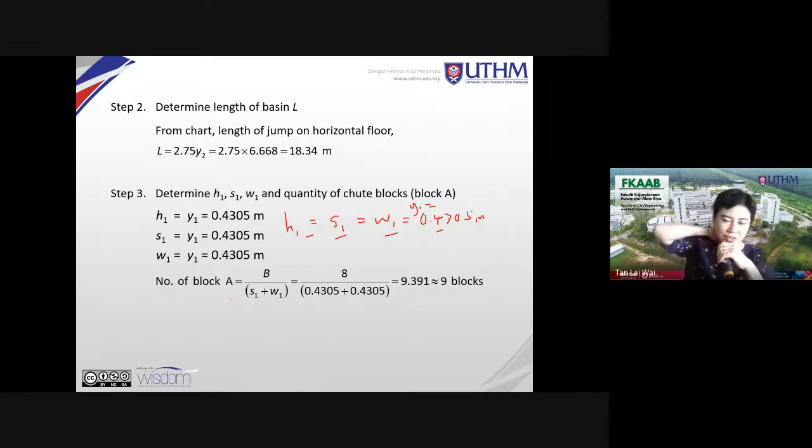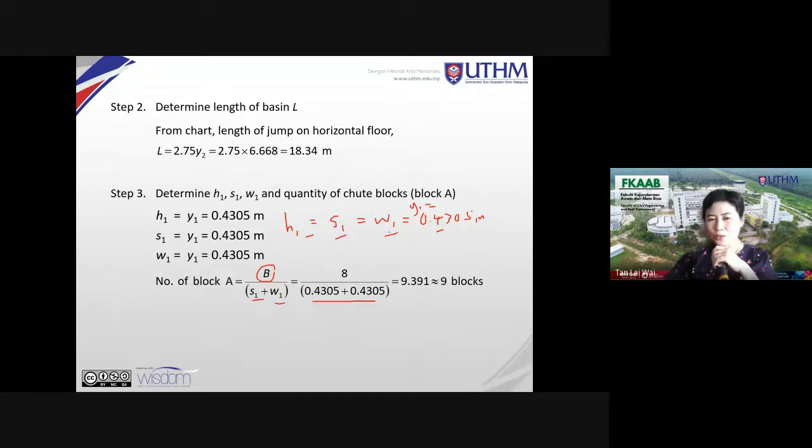And then you need to determine how many blocks. You need to tell the contractor how many blocks they need to put. So the number of blocks is the width of the channel, which is 8 meter, divided by the space plus the width of block A. Okay, so you have that. Coincidentally, the formula is given where S is equal to W. You can also give 2 times this 0.4305, it doesn't matter. So you get 9.391. So you can put 9 blocks there.